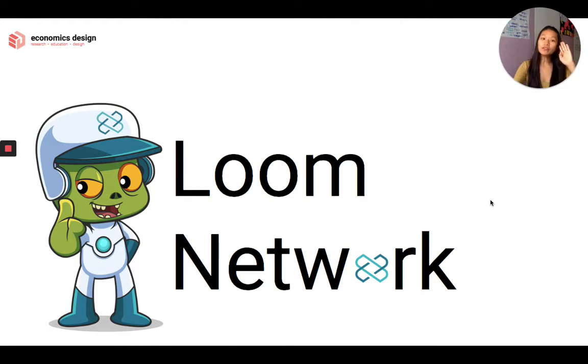So for the topic of market design, I'm going to use Loom Network as an example. We want to understand how Loom Network has applied market design to the system. We're going to start with understanding what Loom Network is, how they are related to Ethereum, or to token ecosystems or blockchain, and then we're going to apply the three factors and how they come together.